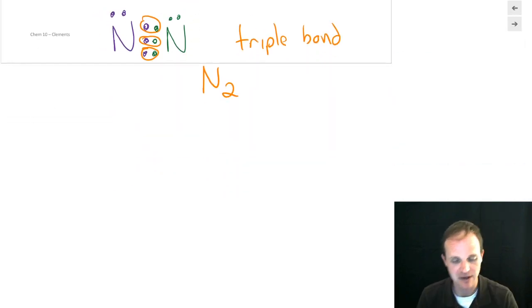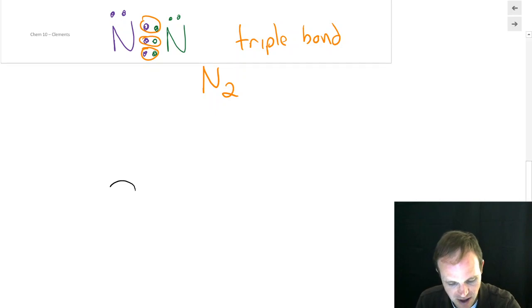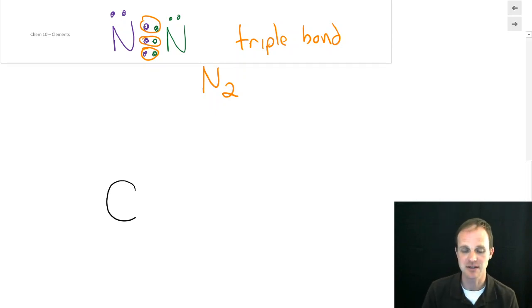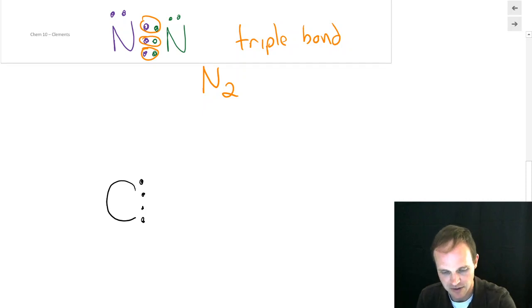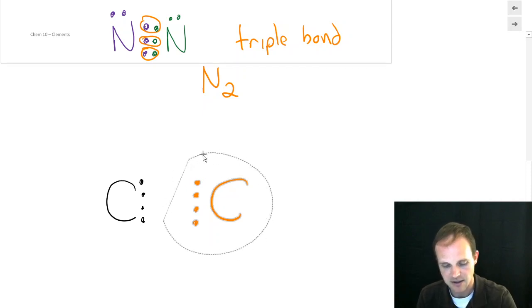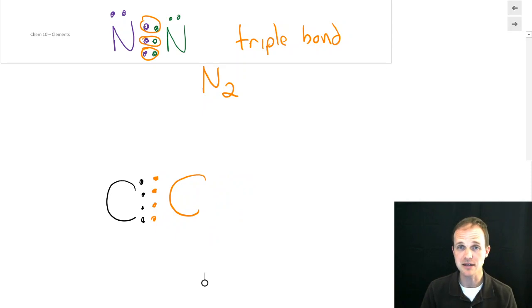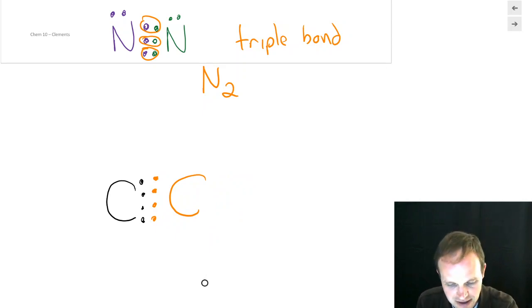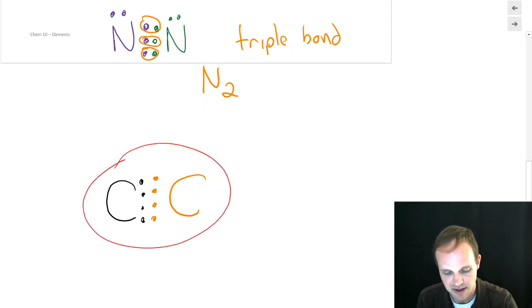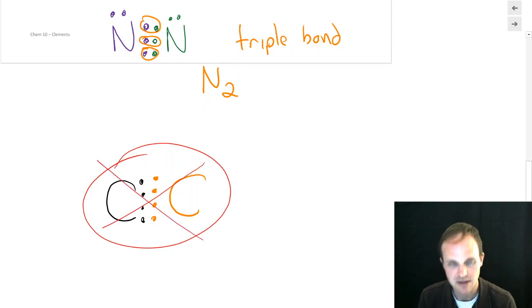Now, what about carbon? Carbon, we know, has 4 valence electrons. So can we draw this? 1, 2, 3, 4. Carbon over here. Carbon over here. 1, 2, 3, 4. We take this guy. We move them over. They hug, and we form a quadruple bond? The answer is no. It's actually just not physically possible for this to happen. You can't make a quadruple bond.